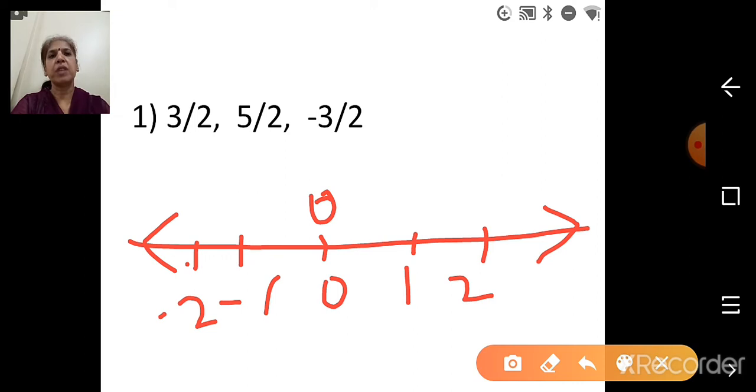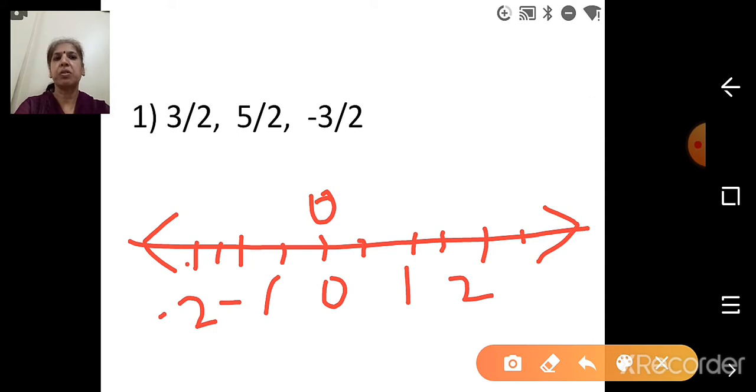Now first number which we have to show is 3 upon 2. Now 3 upon 2 is a positive number. So where we have to show? We have to show it to the right of 0. And here the denominator is 2. What does it indicate? That divide each unit distance into 2 parts. Now each unit distance into 2 parts means 0 to 1. This is one distance. So you have to divide into 2 parts. So I will be just showing the marking. Similarly between 1 and 2. So similarly this way you are going to show the markings at equal distance, children.